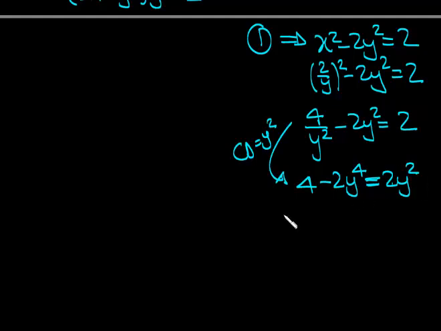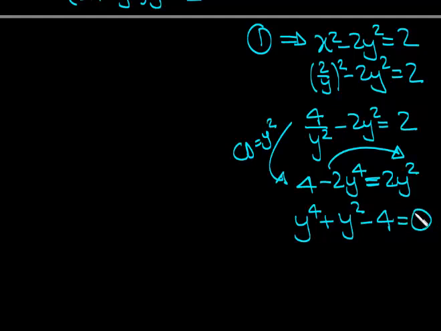And then I'm going to move everything to one side. I'm actually going to move everything to the right hand side. So I get y to the 4th plus y squared minus 4 is equal to 0. Okay, so that's what we end up with.